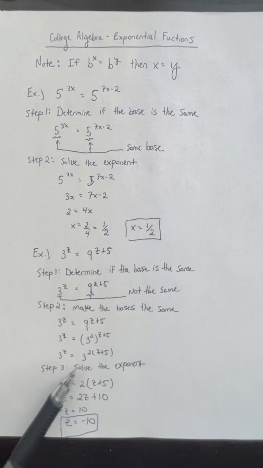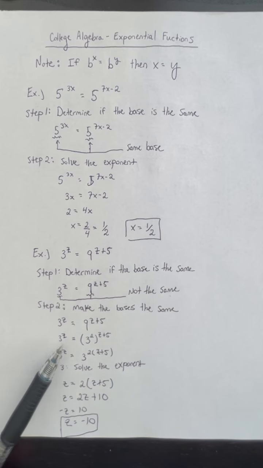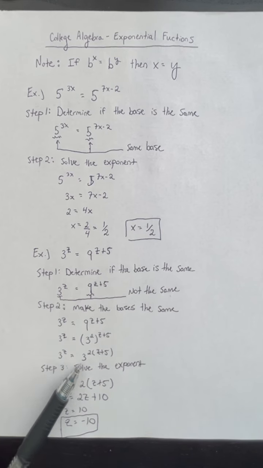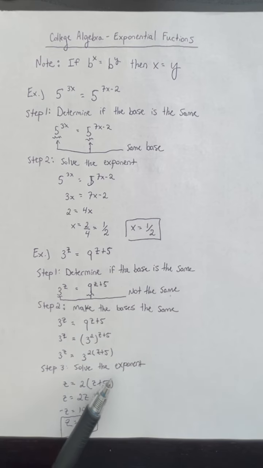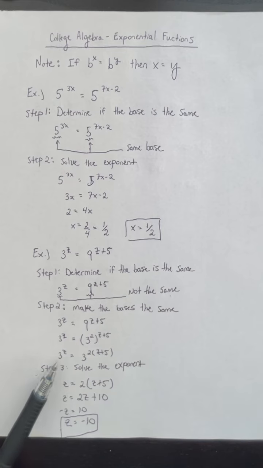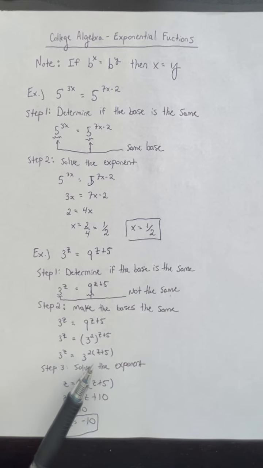And so now we have the same base, 3 raised to the z, which is going to be equal to 3 raised to the 2 multiplied by z plus 5. And so now, because the bases are the same, we can go ahead and solve for the exponent. So z is going to be equal to 2 multiplied by z plus 5. That's what we have here. And so we can go ahead and solve for z, and we're going to get z is equal to -10.